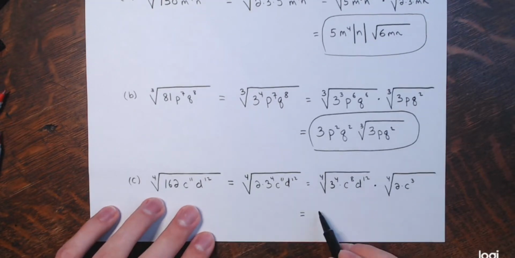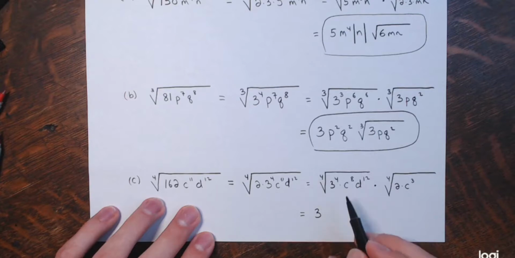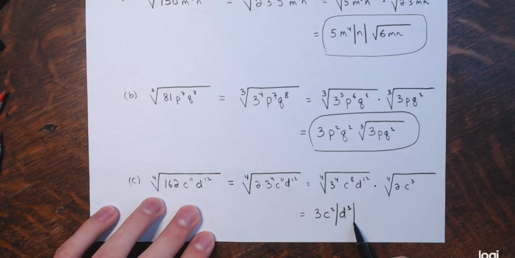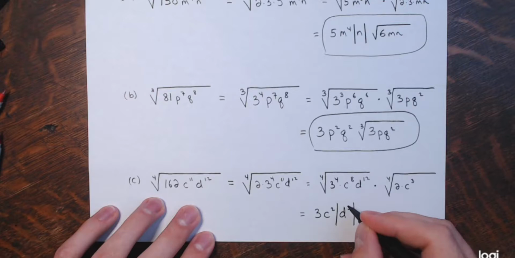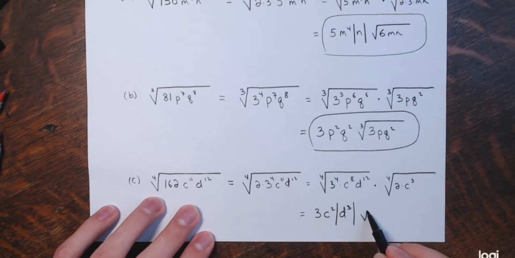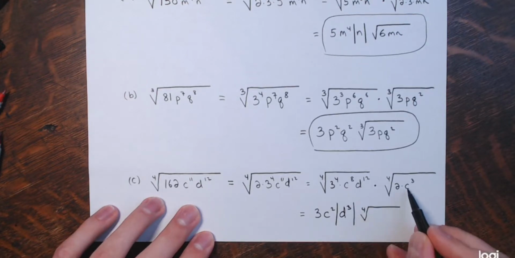Fourth root of 3 to the 4th is 3. Fourth root of c to the 8th would be c squared. No need for absolute values around that. That's always going to be non-negative. But the fourth root of d to the 12th is d cubed, and that needs absolute value symbols around it, right? Because d cubed can be negative if you replace d with a negative number. So I have 3 times c squared times the absolute value of d cubed, then times the fourth root of 2c cubed.